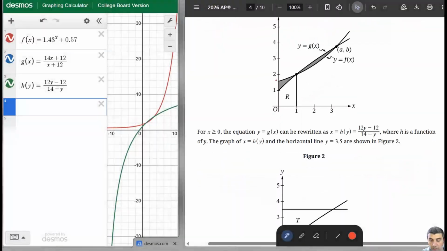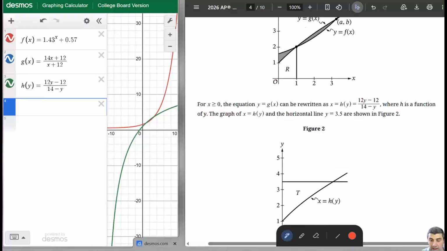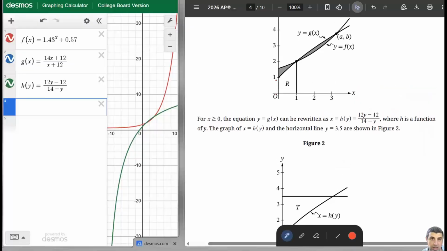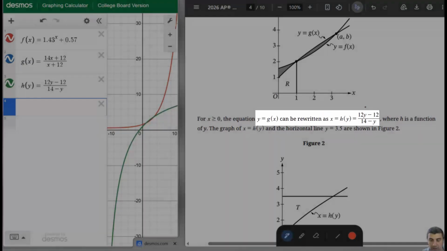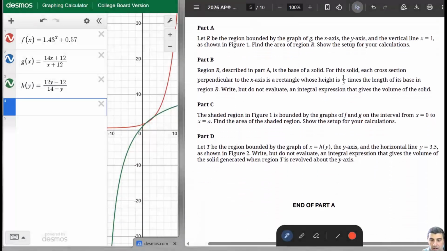And then in figure 2, you have the line y equals 3.5, as well as the same function for g, but rewritten in terms of y as h of y. We could jump right into the questions. Part A: let R be the region bounded by the graph of g, the x-axis, the y-axis, and the vertical line x equals 1, as shown in figure 1. Find the area of region R.